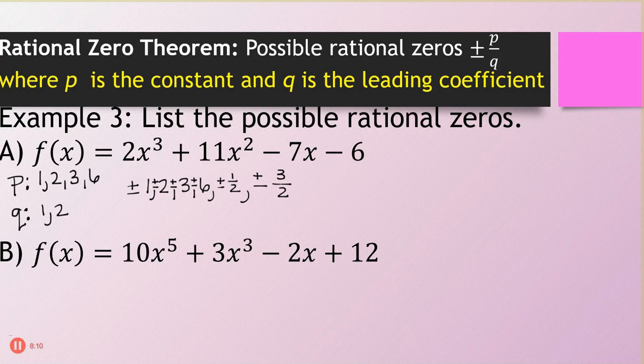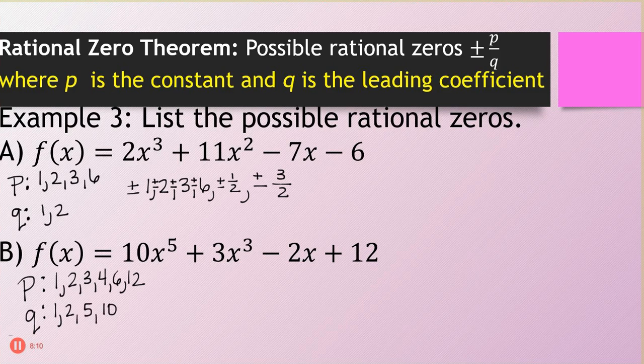So let's do the same thing with example B. First, we're going to list p's. We're going to start with our constant. In this example, the constant is 12. So what are the factors of 12? We have 1, 2, 3, 4, 6, and 12. And then what are the factors of q? Numbers that will divide into 10 are 1, 2, 5, and 10.